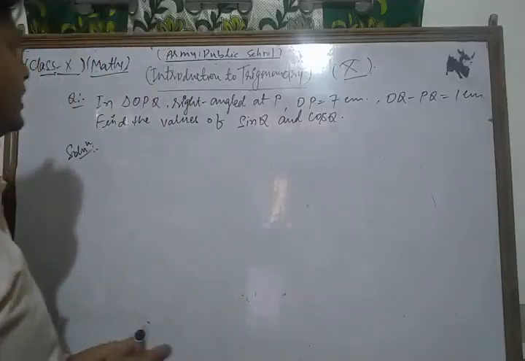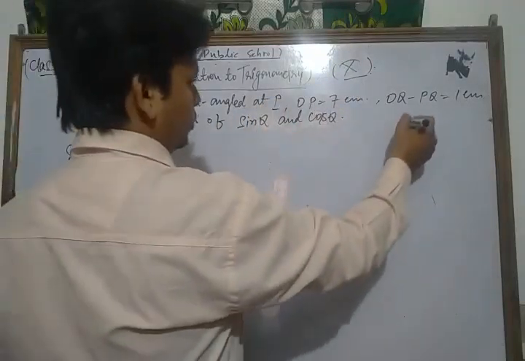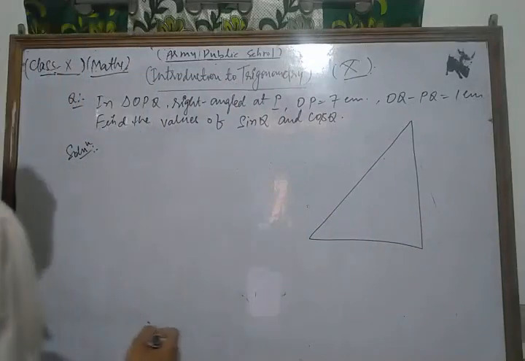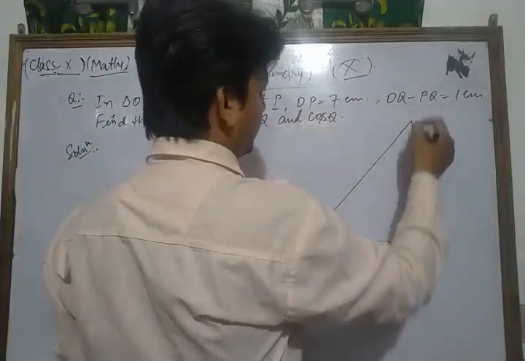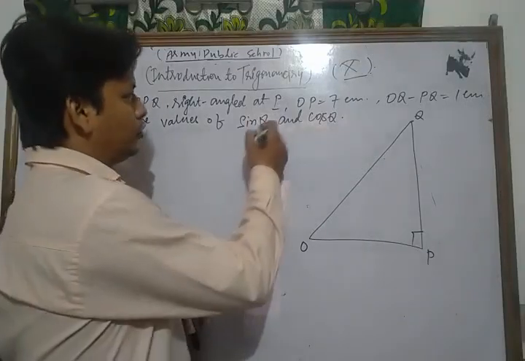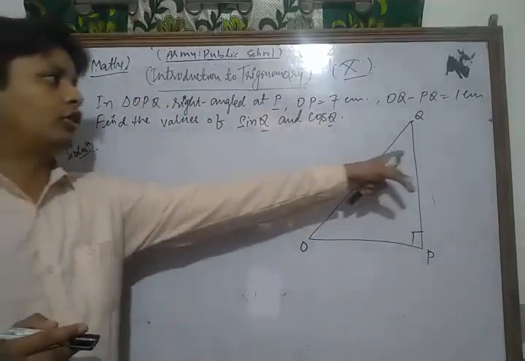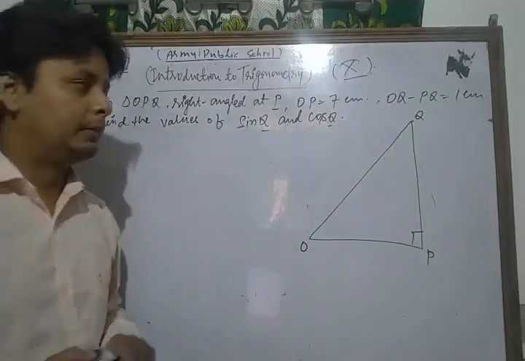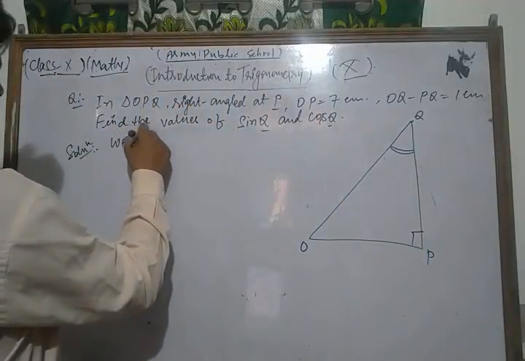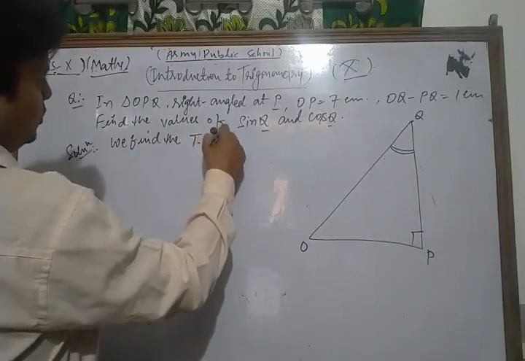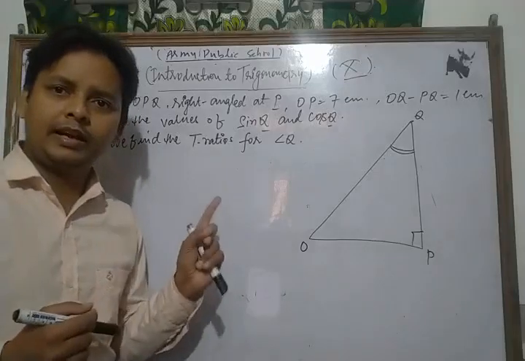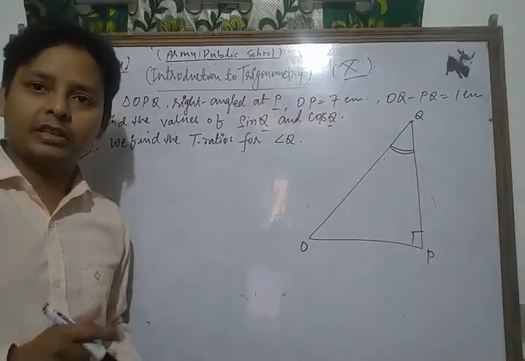So dear students, first of all we draw a right angle triangle OPQ, right angled at P. We mark the angle Q because we have to find the values of the trigonometric ratios for angle Q, that means we find the value of sin Q as well as cos Q. This is angle Q. So we find the values of the trigonometric ratios for angle Q.